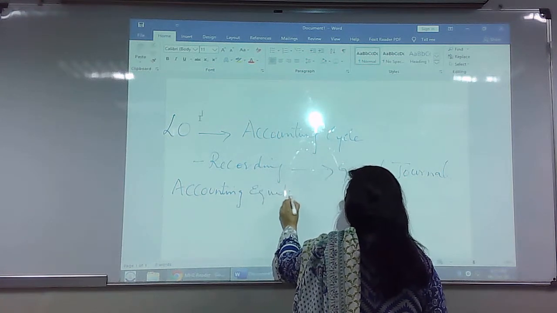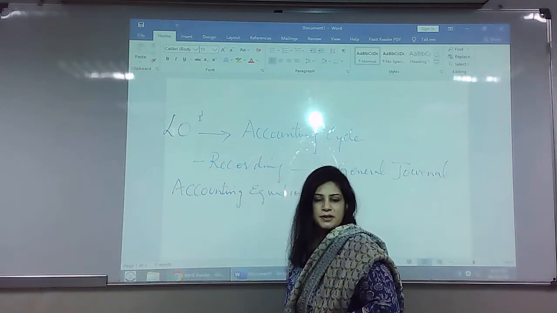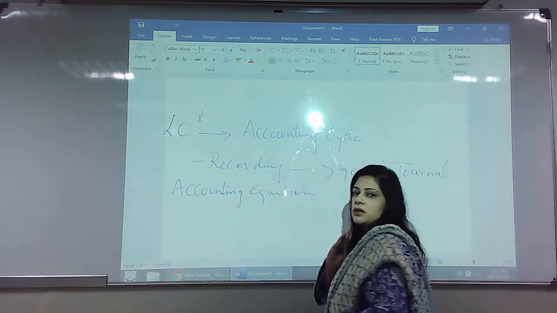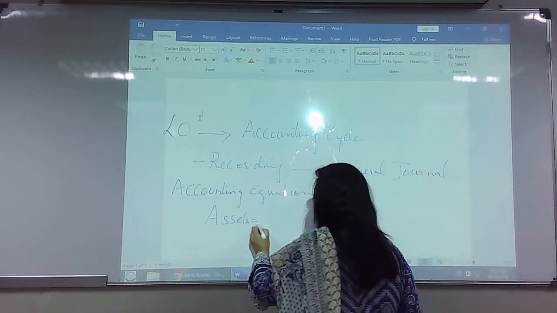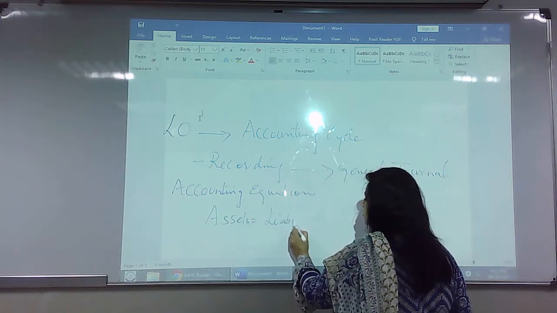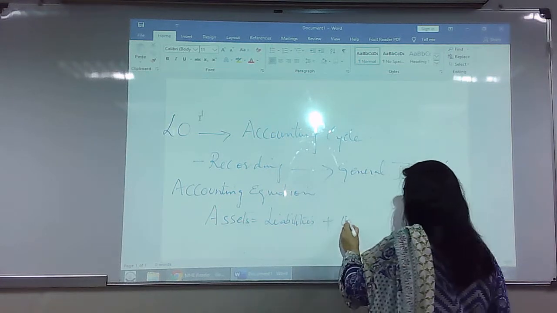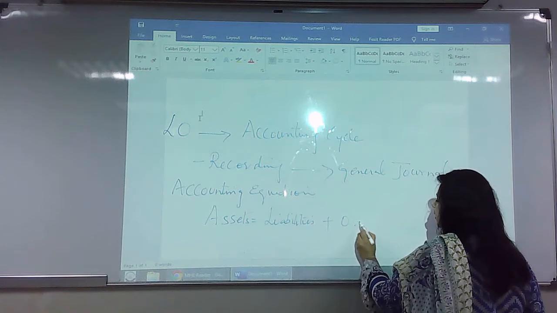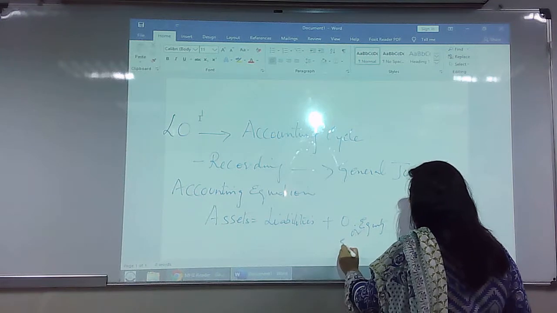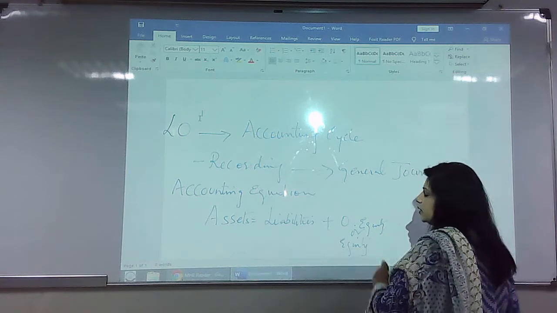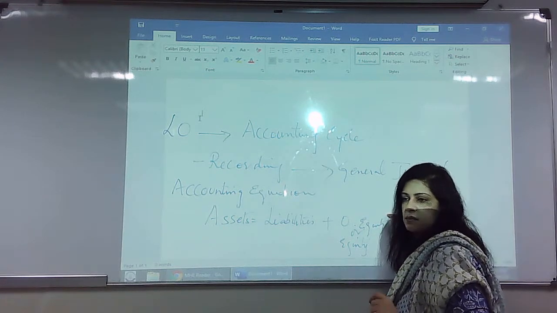If any of you are a bit confused about the steps of the accounting cycle, you can just visit my previous lecture. So now the accounting equation was assets is equal to liabilities plus owner's equity. Now this could be just equity, because this could be owner's equity or equity.